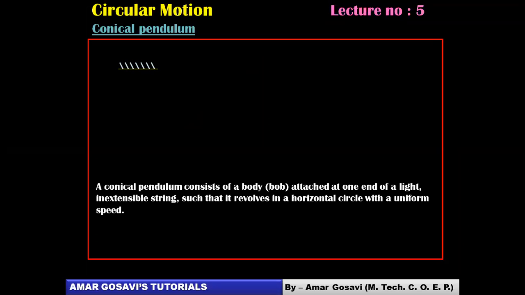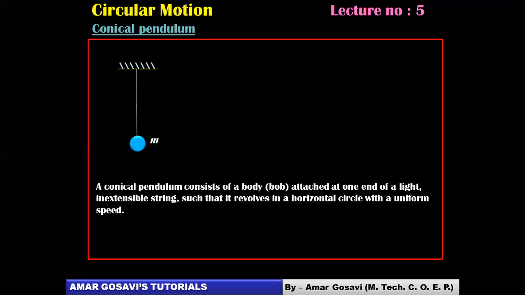Now, what is a simple pendulum? A bob suspended with the help of a string, you can see, a bob connected to a string which can move to and fro will be considered as simple pendulum.